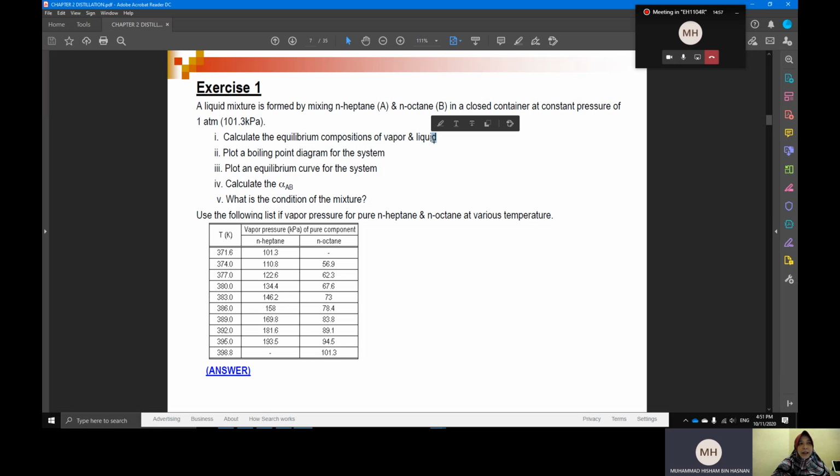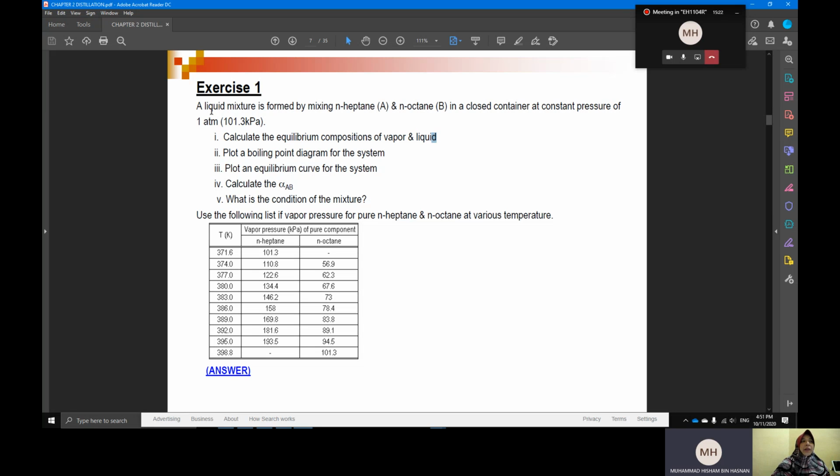Itu maksud dia. Okay. Now, kena cari kedua-dua komponen lah. Dia suruh you cari YA dengan YB, XA dengan XB. Sebab dia tak sebut pun komponen A. Kalau dia sebut komponen A, senang. Maksudnya dia suruh cari YA dengan XA sahaja.